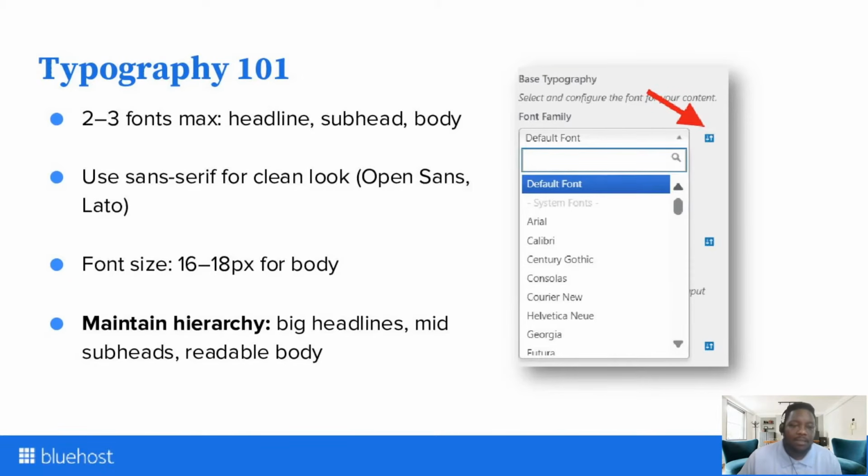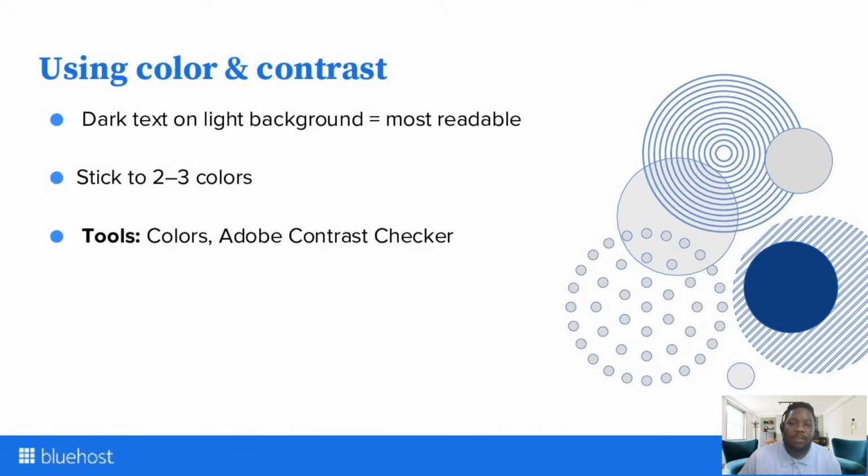Font size, we really want to stay between 16 to 18 for the body text. Always maintain a hierarchy. Big headlines, small body. Using colors and contrast. Dark text on a light background is the easiest to read. Stick to two or three colors for your palette. Tools like Coolors or Adobe Color can be helpful when choosing a color palette.